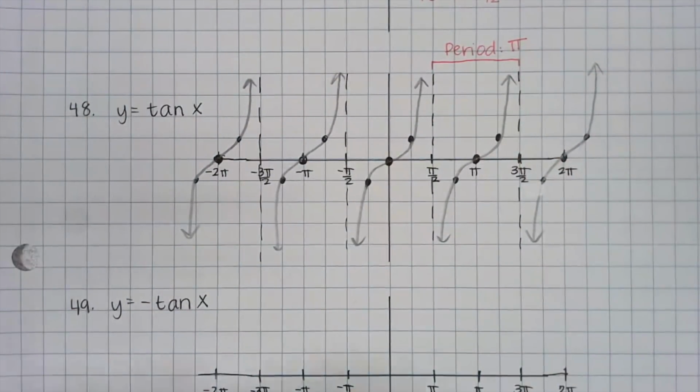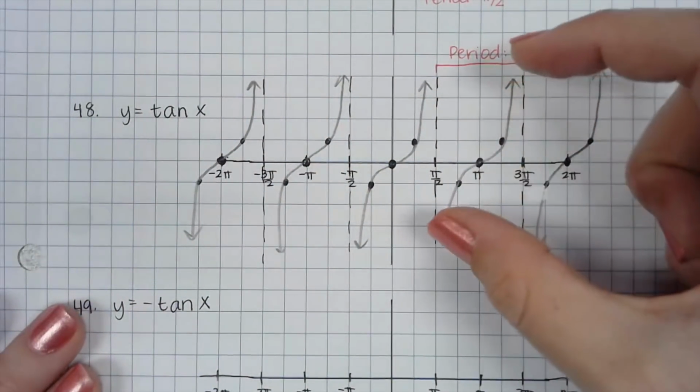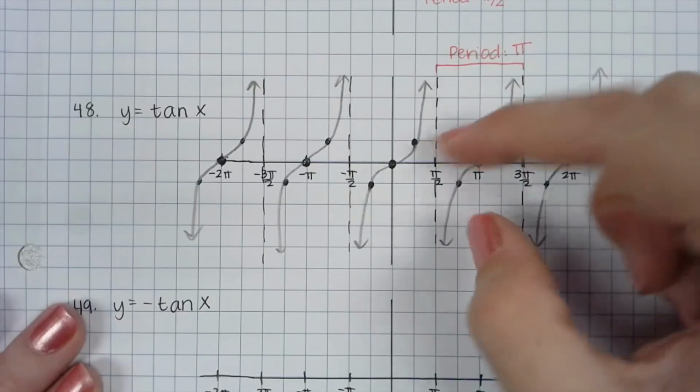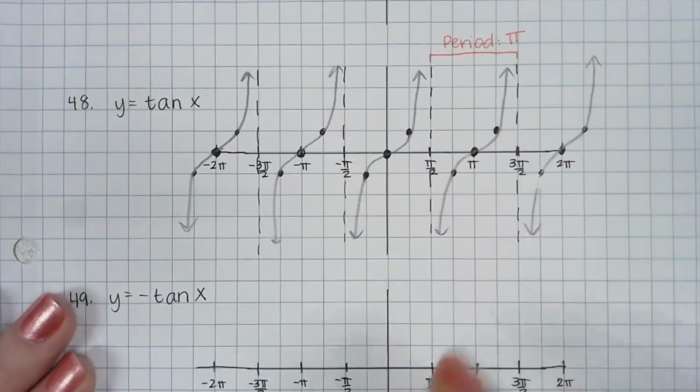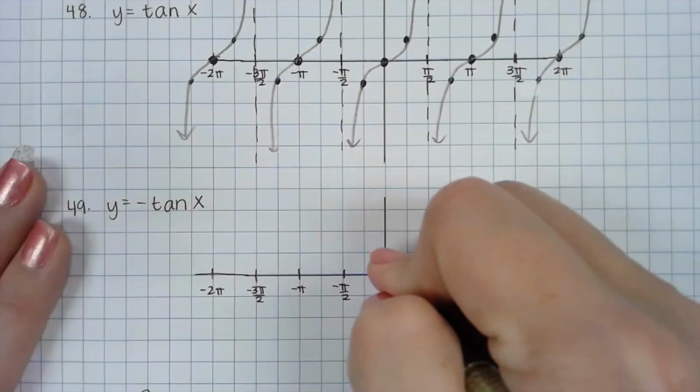And then you should also make note that there's no amplitude when it comes to tangent. You can stretch a tangent graph, but you can't discuss its amplitude because it increases and decreases without bound above and below that midline, so you can't talk about how high and how low it goes. The difference with the second graph is just the direction.